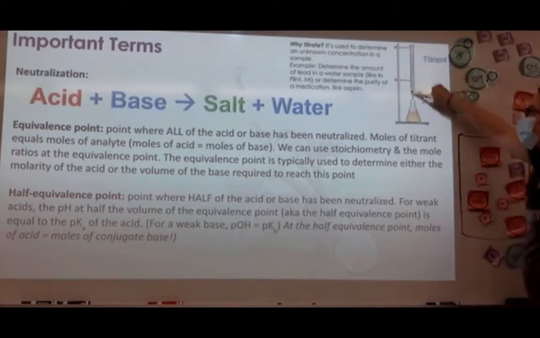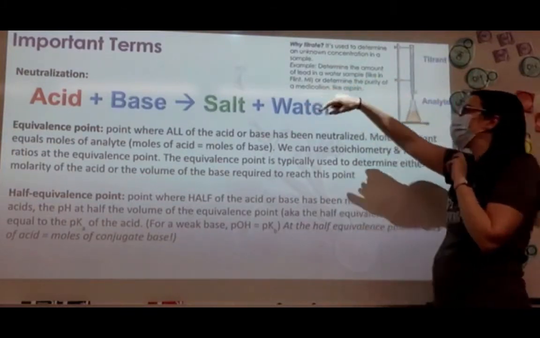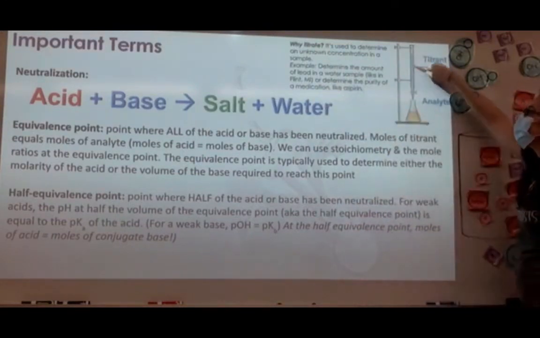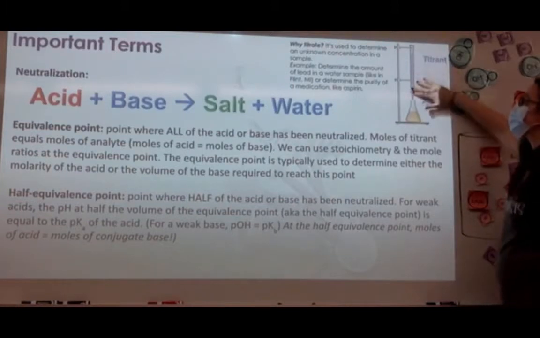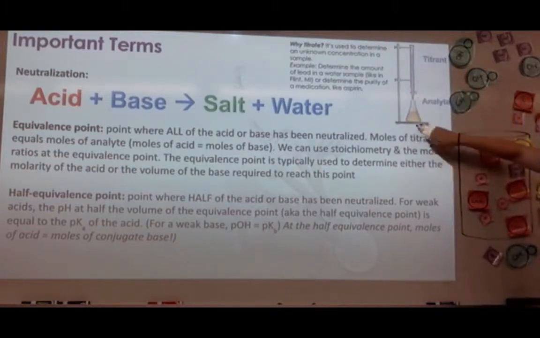We have the titrant. That's what's in the burette. So the burette is a long glass tube, and we add something into the burette. We know the concentration of whatever we put in the burette. The analyte, it's just the sample that's down in the container, the flask or the beaker below. This is what we're analyzing.